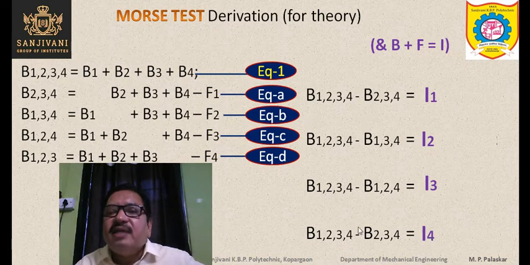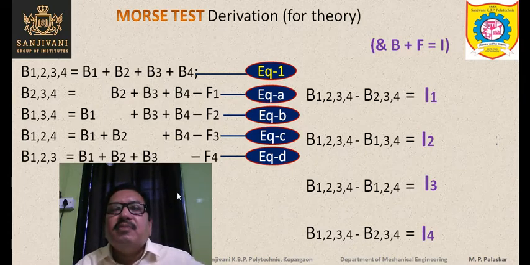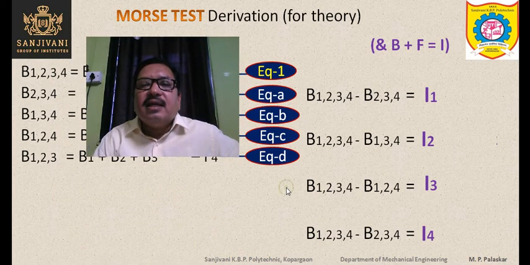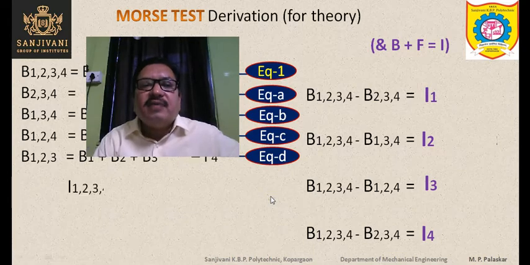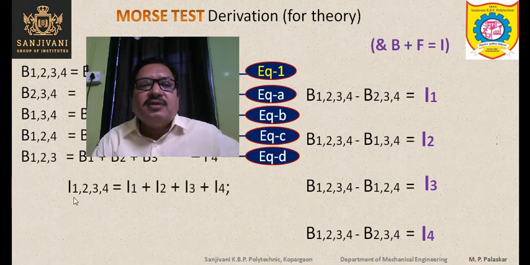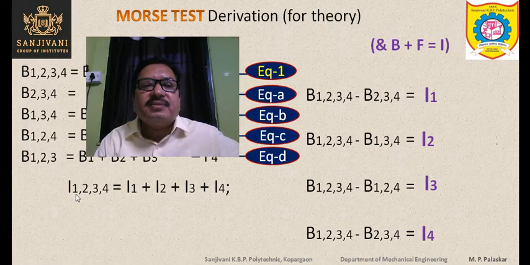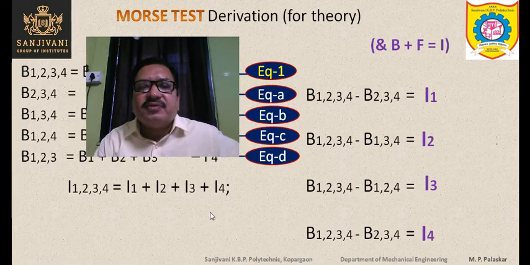So these are the final important equations which we need for solving the problems and for the calculations of the Morse test. Now let us go ahead and write the further equations which are required for the Morse test. The total indicated power I1234 is the sum of the individual indicated powers of all the 4 cylinders. So I1234 is equal to I1 plus I2 plus I3 plus I4. From these 4 equations we can find the value of I1234.